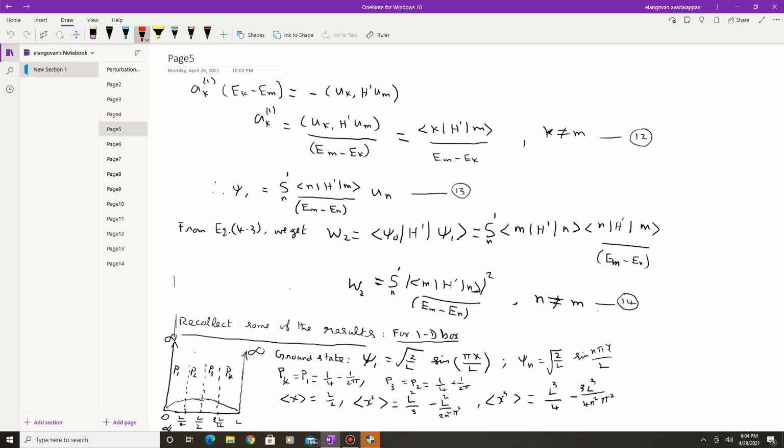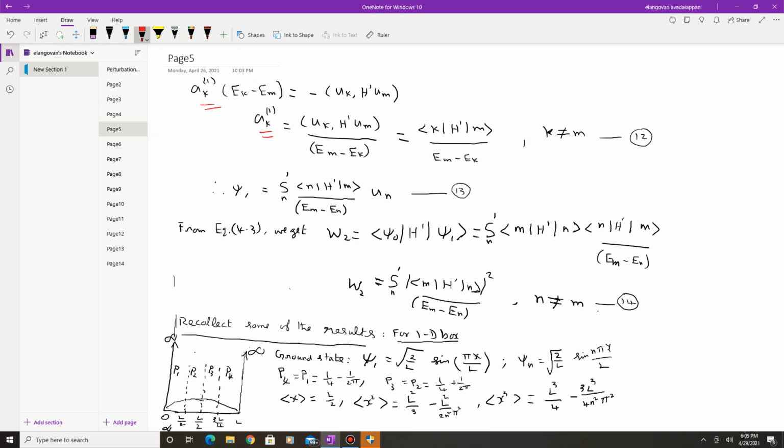Now from this, ak1, because k is equal to n, delta kn is equal to 1, so n must be replaced by k. So ak1 into ek minus em, which is the other side, minus uk comma h prime um, or the coefficient ak1 is equal to uk h prime um divided by ek minus em. If you write em minus ek, there is one negative sign here, already there is a negative sign, so that is cancelled. So the final result is uk comma h prime um divided by em minus ek, and this can be expressed in terms of the Dirac notation, k h prime m.